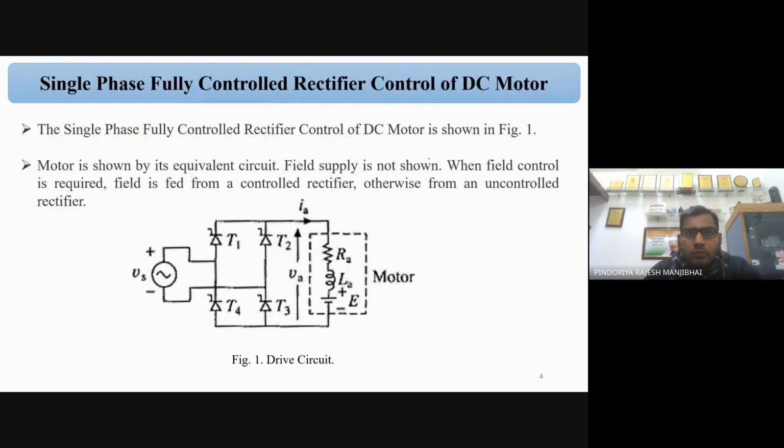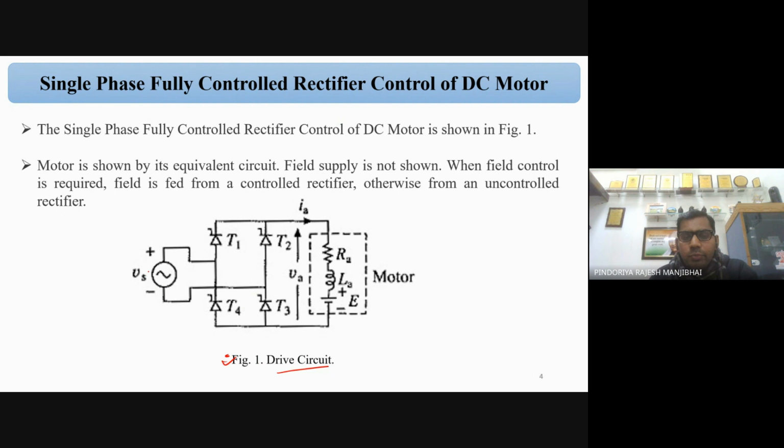So, single phase fully controlled rectifier. By using the single phase fully controlled rectifier, we control the speed of the DC motor, and that DC motor may be a separately excited shunt motor, a series motor, or a compound motor. But in this case, we will consider the single phase separately excited DC motor. You can see Figure 1, that is the drive circuit.